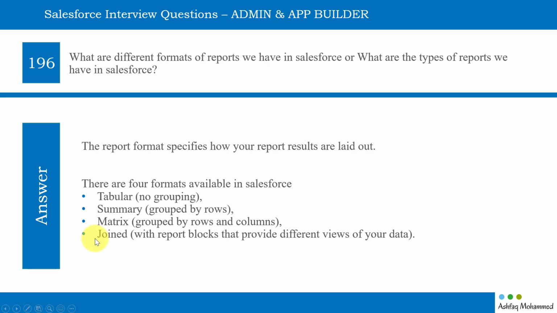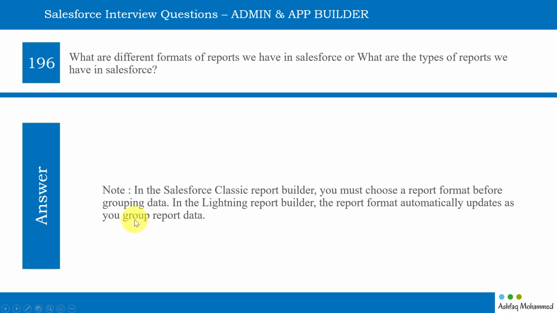For now, just understand that I can join different reports together and show them as one report. That is nothing but the joined report. Note, in Salesforce Classic Report Builder, you must choose a report format before grouping the data. In the Lightning Report Builder, the report format automatically updates as you group report data.